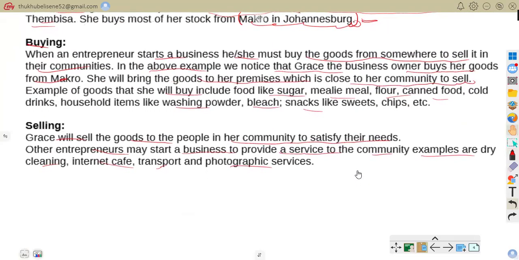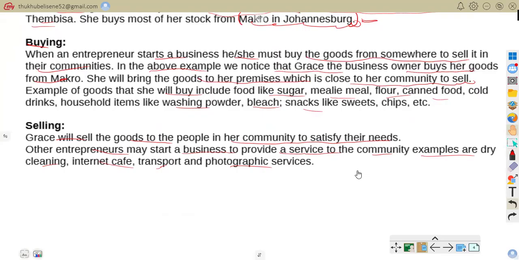So, meaning to say we're talking about selling. So Grace sells these products to community members to satisfy their needs, because now a customer can buy a loaf of bread as well as a cold drink from Grace's shop, rather than going far.